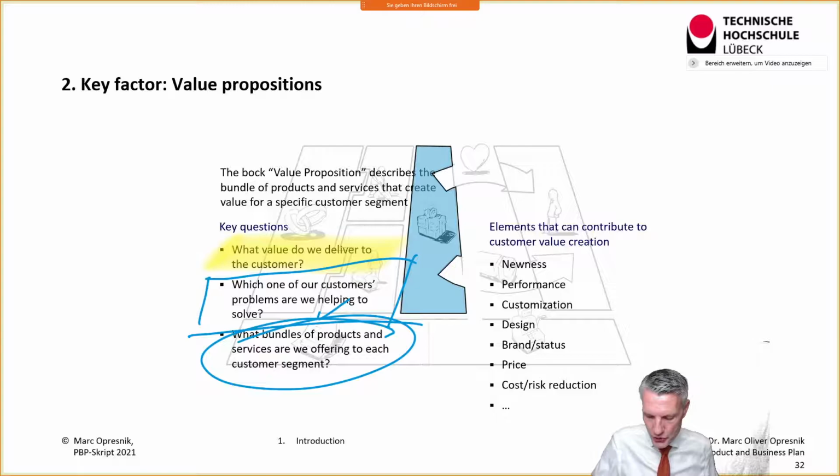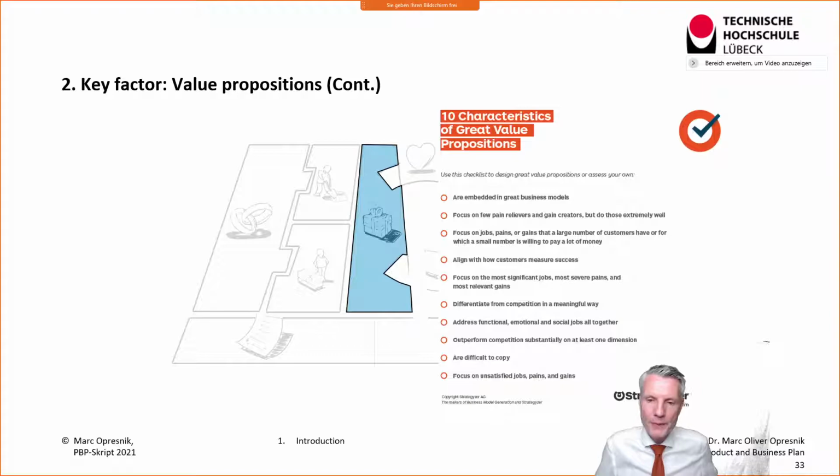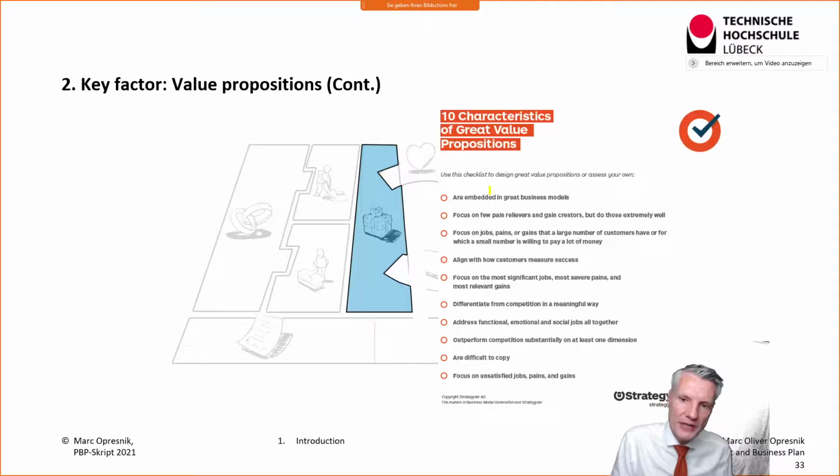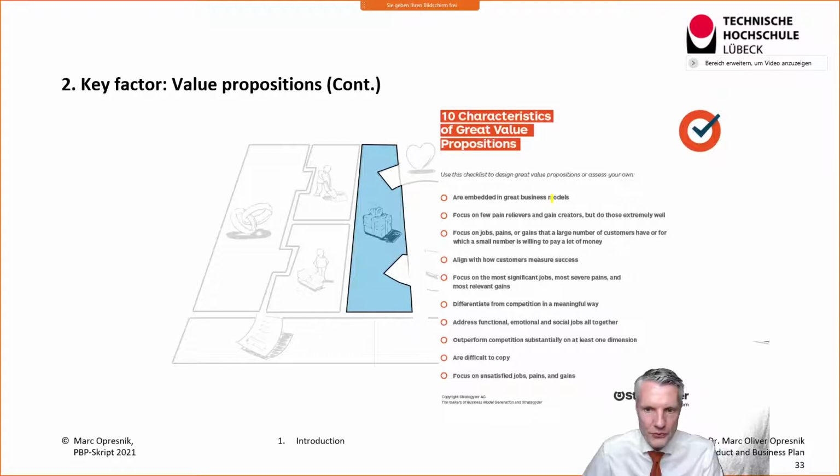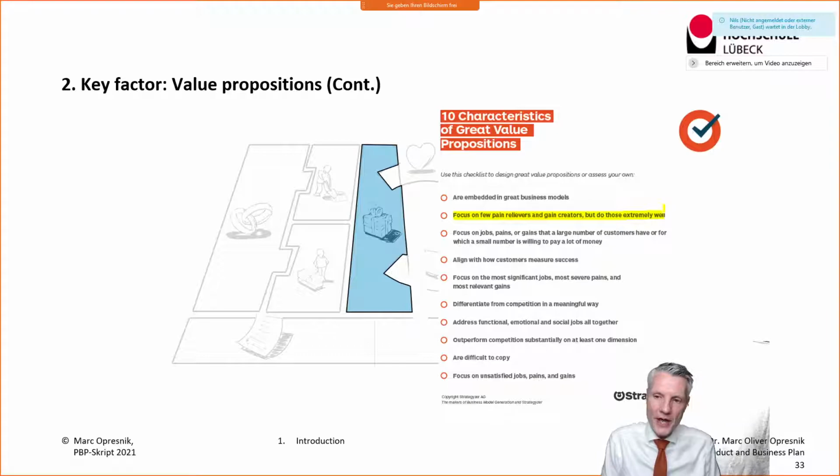Let's look at this in a bit more depth. These are the characteristics of great value propositions. They're listed on the slide. You can use this checklist to design and create value propositions for your own company. They are embedded in great business models, of course. But that is the key point I was just turning towards. They focus on pain relievers. So products and services need to make things easier for the customer. That is a pain reliever if you solve a problem or deliver superior value. But you do those extremely well.